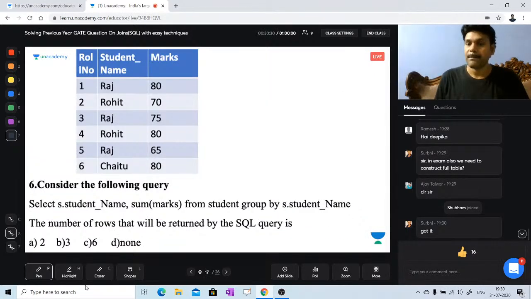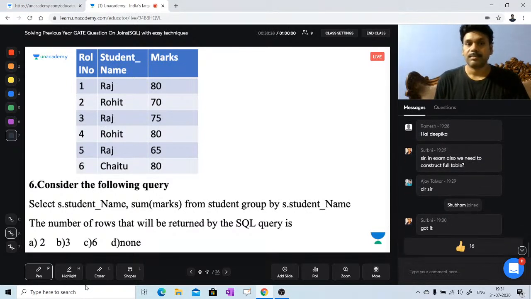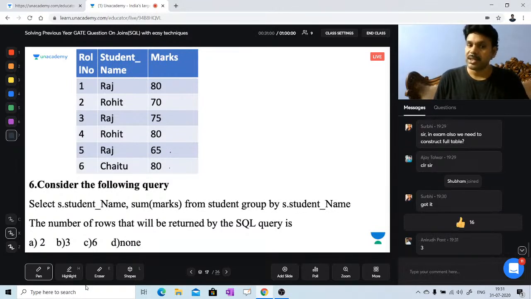Please analyze this. So what is your answer? The table is given here: Raj 80 marks, Rohit 70, Raj 75, Rohit 80, Raj 65, Chaitu 80. What is the query? Understand carefully. Student name, comma, sum of marks from student, group by student dot student name.